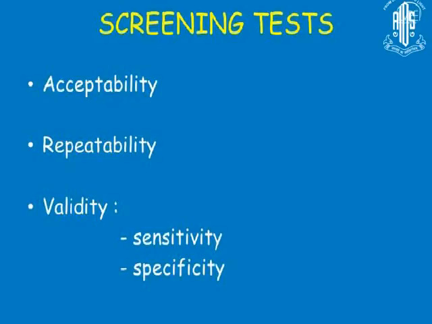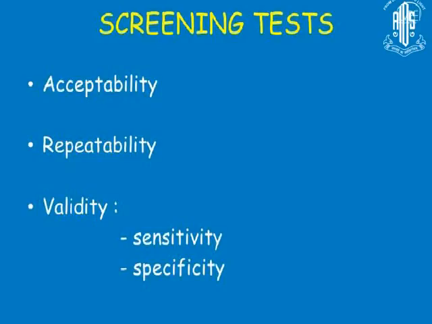These are the things you need to consider when you are evaluating any test. So what are the ideal parameters of a good screening test? Number 1, it should be acceptable to people. Number 2, it should be repeatable. And number 3, there should be validity. When we talk of validity, these two entities come in, sensitivity and specificity. But first of all, what do we mean by repeatability or precision?